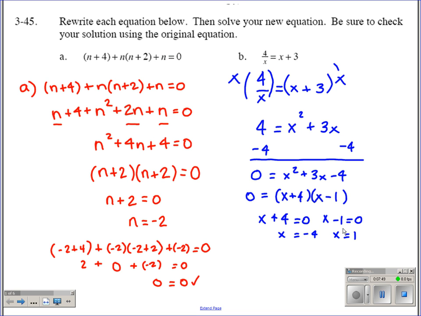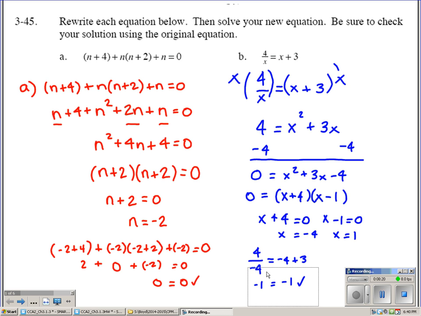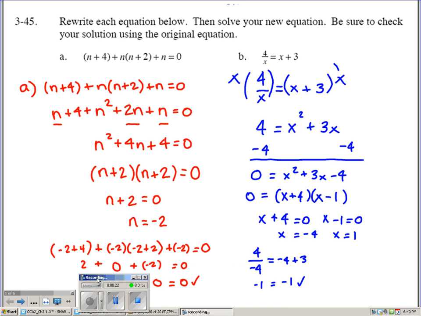So right now we're looking at, there are two possibilities for answers. Let's go ahead now and use our original equation to check it. So we'll start out here with the x equals negative 4 first. If I take my 4 and I divide it by negative 4, we're saying that should equal negative 4 plus 3. 4 divided by negative 4 is negative 1. Negative 4 plus 3 is negative 1. So obviously that works.